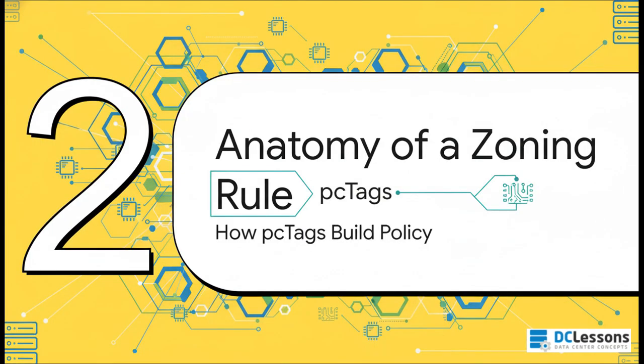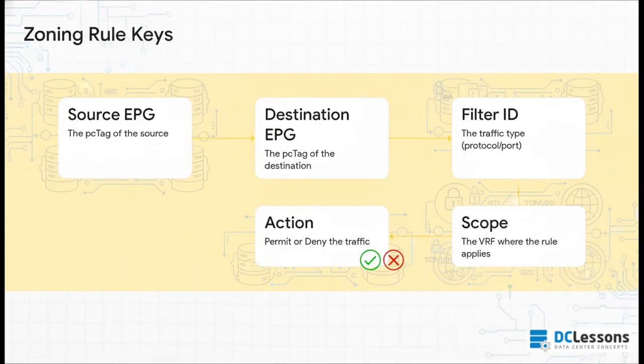Okay, so now we know what a pcTag is. Let's see how it's actually used to build the security rules that get programmed into the switch hardware. These are called zoning rules. Believe it or not, every single policy decision in ACI boils down to a rule made of these 5 ingredients. You've got the source pcTag and the destination pcTag. That's the who is talking to whom. You've got the filter ID, which defines the protocol and port. That's the what they're allowed to talk. Then there's the scope, which is just the VRF's unique ID. That tells us where this rule is valid. And finally, you have the action, usually permit.